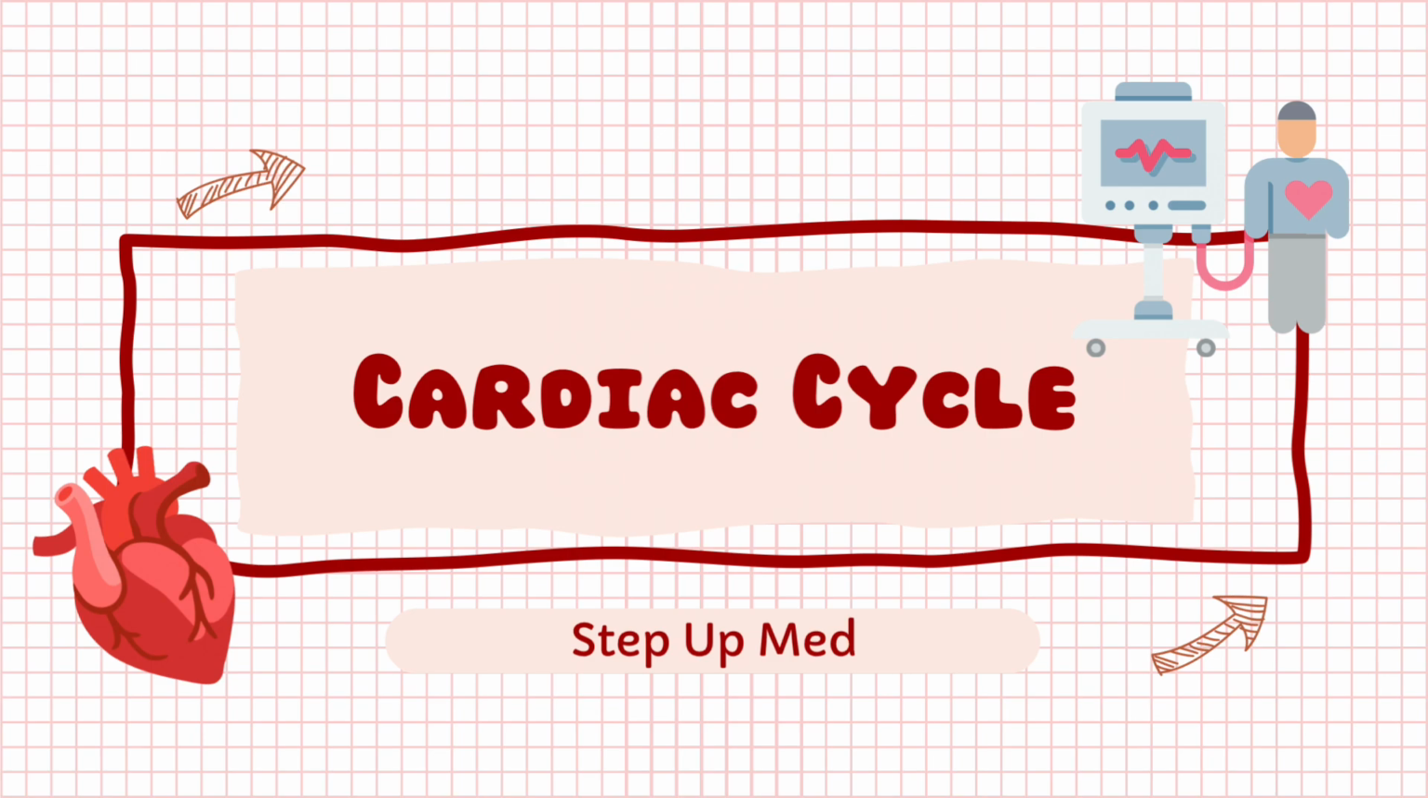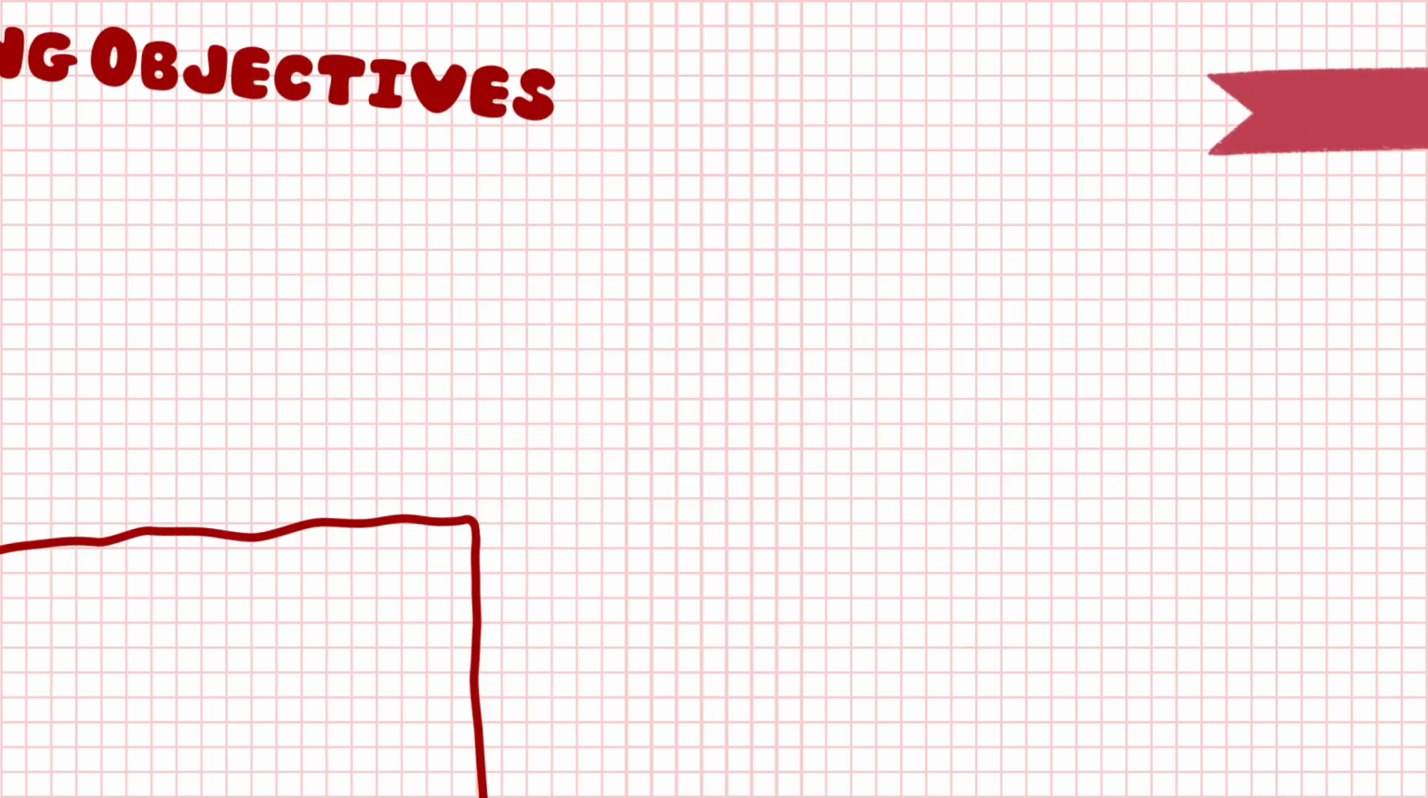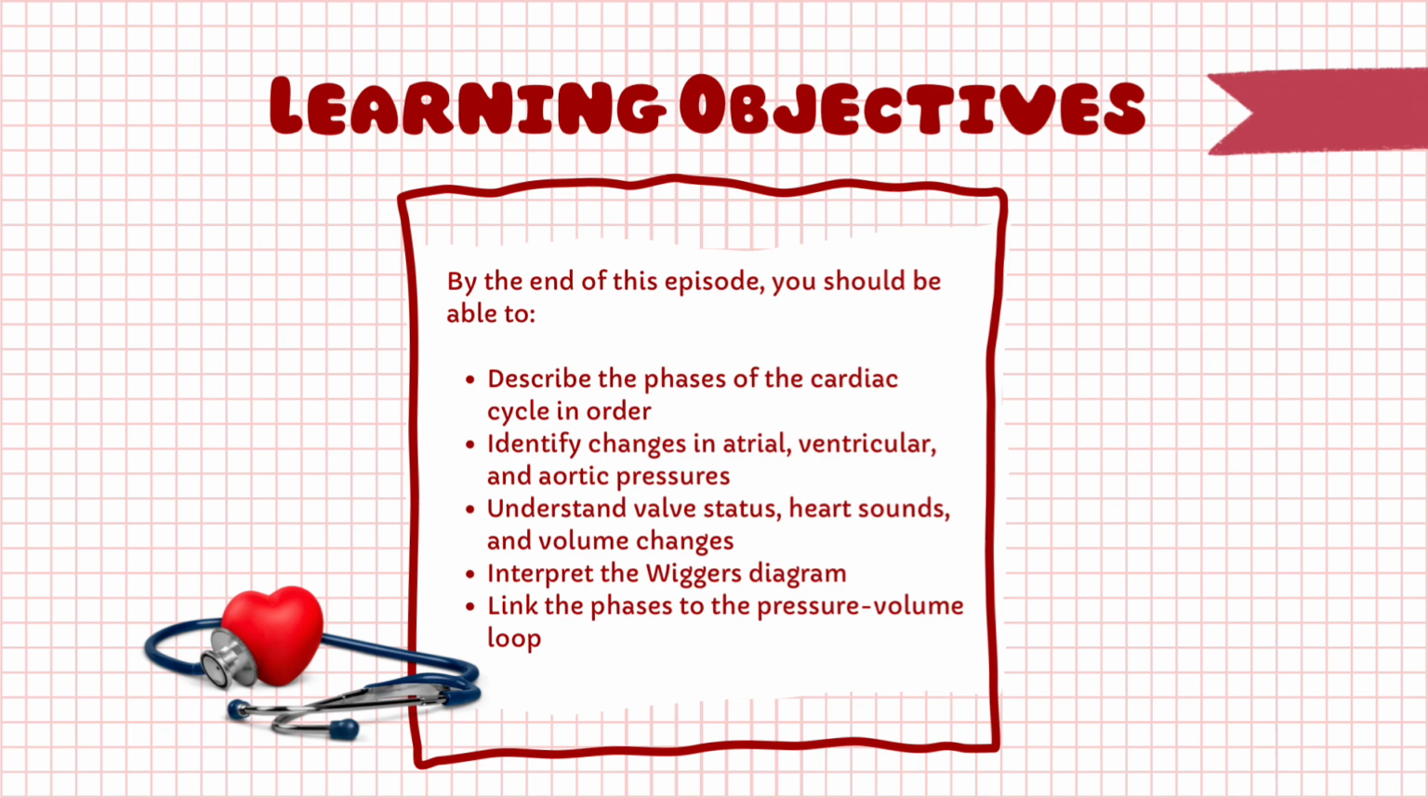In today's episode, we will be taking a look at the cardiac cycle of the heart. Let's go. By the end of this episode, you should be able to describe the phases of the cardiac cycle in order, identify changes in atrial, ventricular, and aortic pressures, understand valve status, heart sounds, and volume changes, interpret the Wiggers diagram, link the phases to the pressure-volume loop.